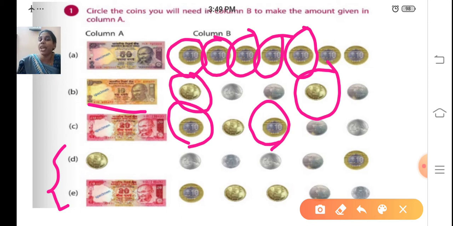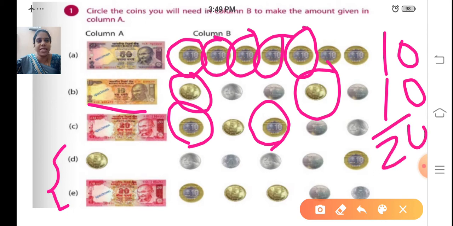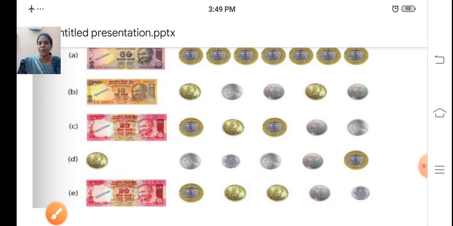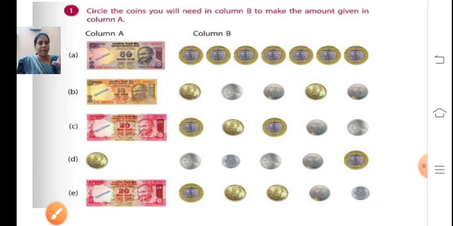And the next sum is 10 rupees. So I am going to circle 2 5 rupee coins so that I'll get 10 rupees. 5 plus 5, 10, isn't it? Third one, 20 rupees. How will you get 20 rupees? So how many coins do I have to circle? 2 10 rupee coins so that I'll get 20, isn't it? So 10 plus 10, 20. So the other two sums you are going to do now. Yes, that's homework for you. So you know how to match.